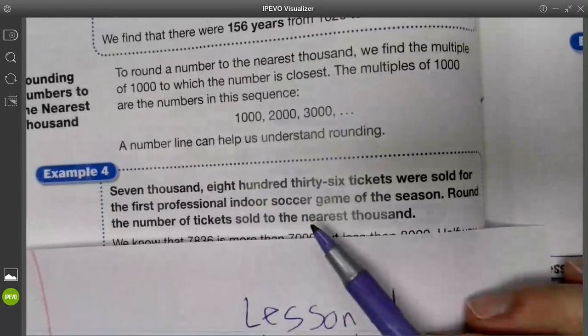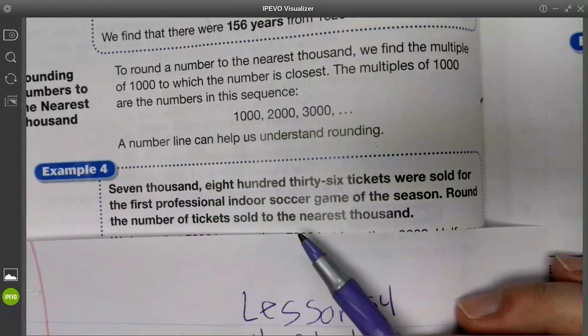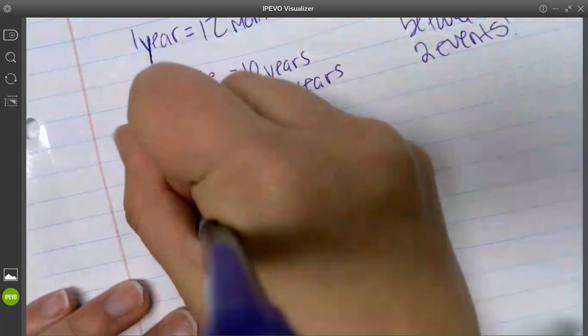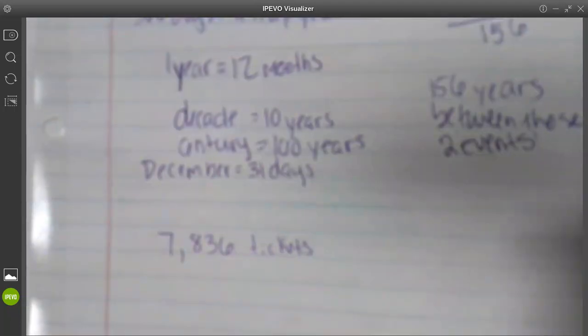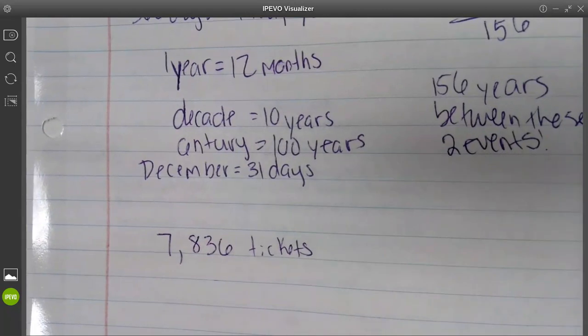7,836 tickets were sold for the first professional indoor soccer game of the season. Round the number of tickets sold to the nearest thousand. So first, I need to write that down. I need to see the number. So 7,836, and I'm going to write tickets, so I remember what I'm talking about, were sold. So I need to round this to the nearest thousand.